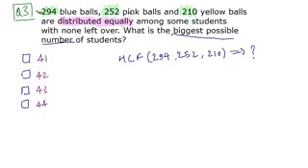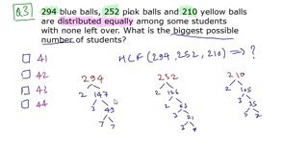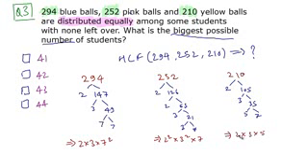Now let's find out by using prime factorization. And I have created this factorization tree for you. So the prime factors of 294 are 2 into 3 into 7 square. The prime factors of 252 are 2 square into 3 square into 7. And the prime factors of 210 are 2 into 3 into 5 into 7.